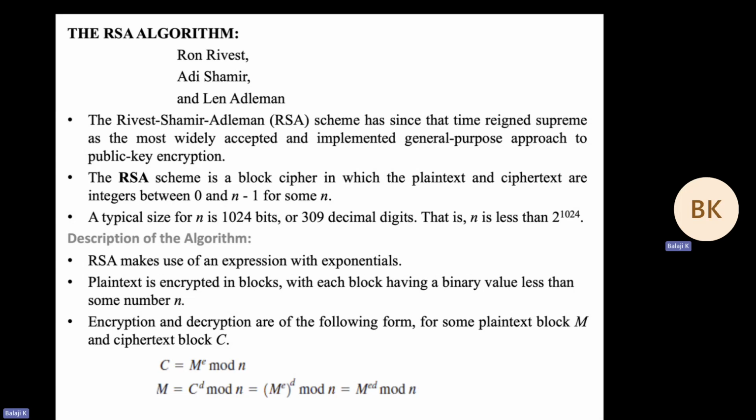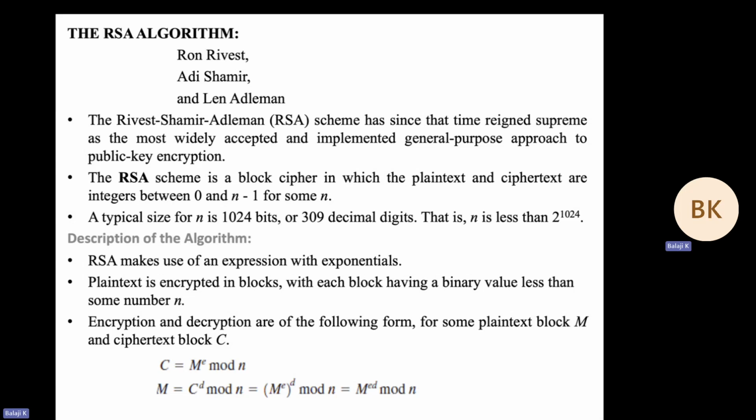If you take the DES algorithm, the key size is 56 bits. Similarly, for the AES algorithm, we have three different key sizes: 128 bits, 192 bits, and 256 bits. But for the RSA algorithm, the minimum size is 1024 bits.